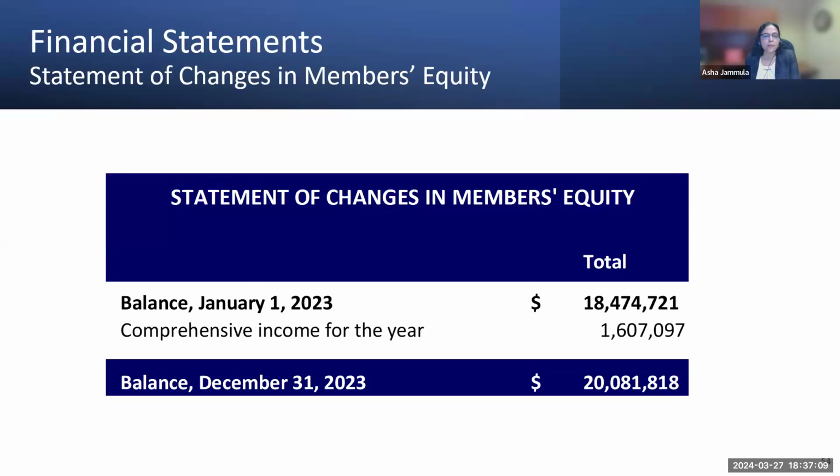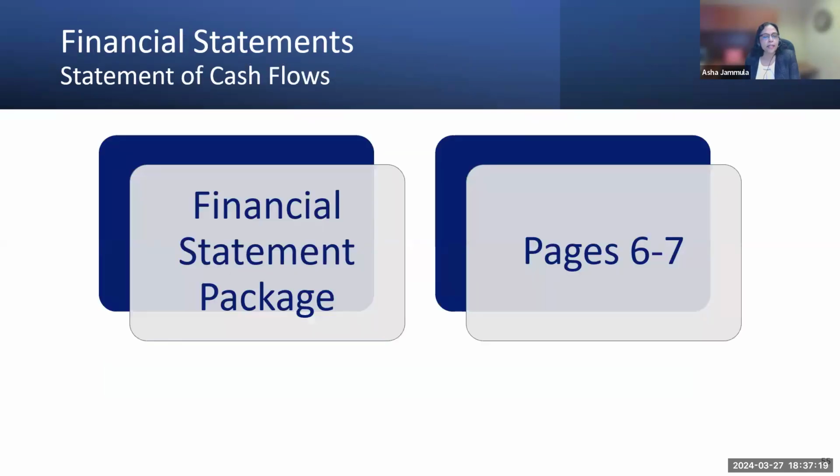Now, moving on to page 5 is the statement of changes in members' equity. This statement demonstrates for us how the retained earnings of the credit union have changed. Now, moving on to page 6, you'll find the statement of cash flows, which essentially provides you with the sources and uses of cash for the year. This statement explains in detail how our cash position has changed throughout the year.